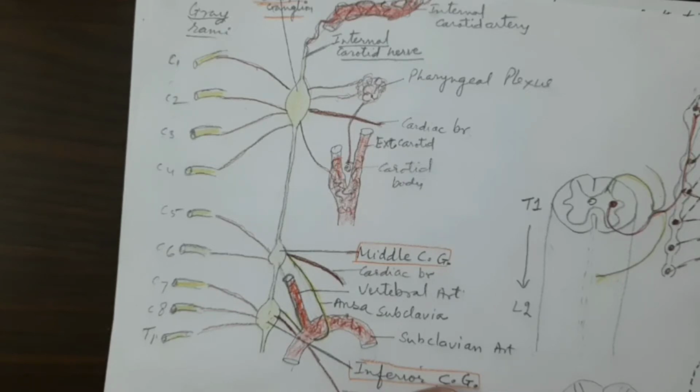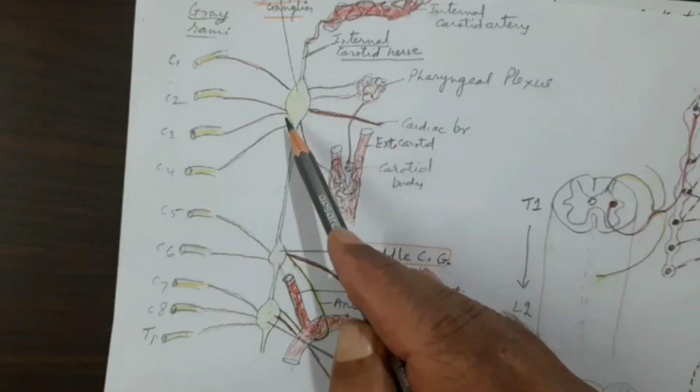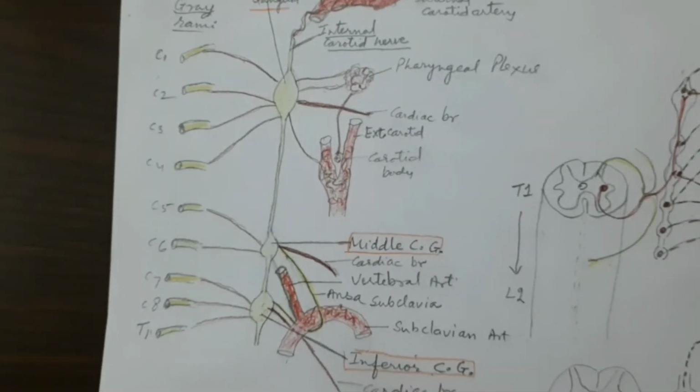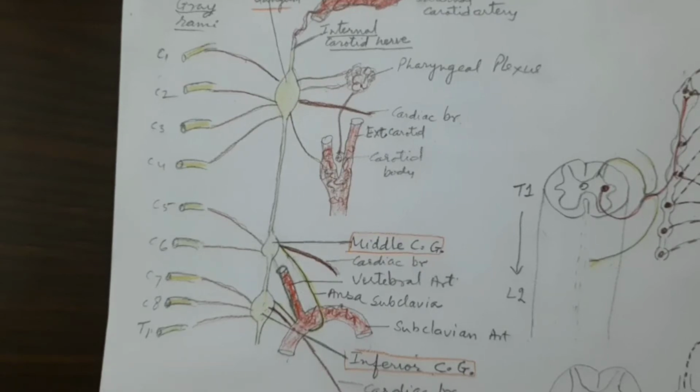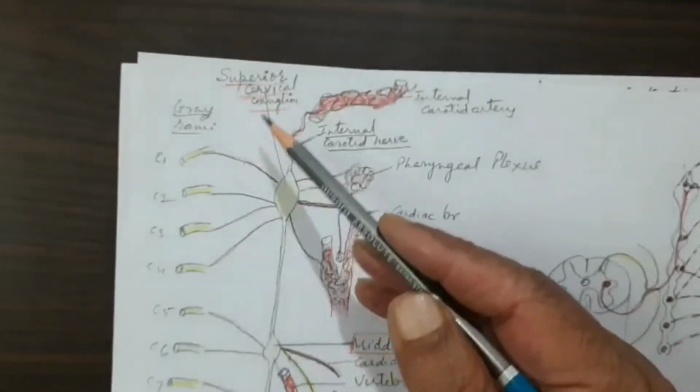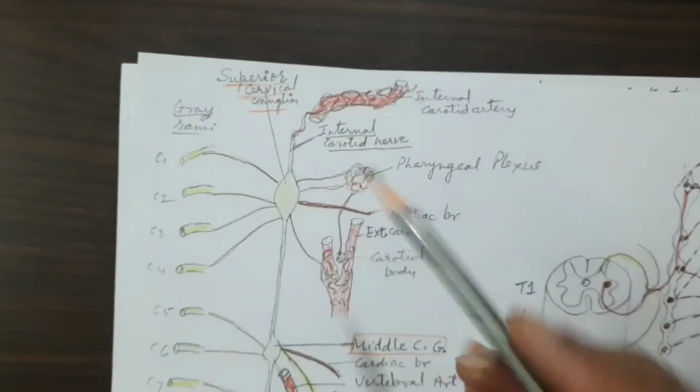Now there are some fibers which will arise from the superior cervical ganglion and will have a communication with the 9th, 10th and 11th cranial nerves. So the component of the sympathetic fibers in these nerves will be given by this superior cervical ganglion.